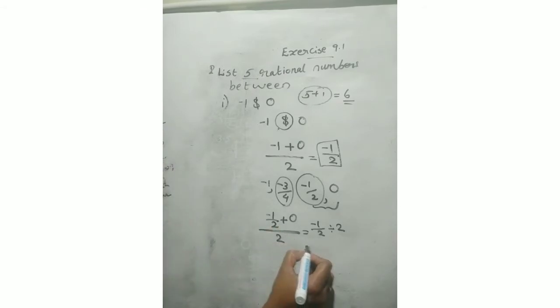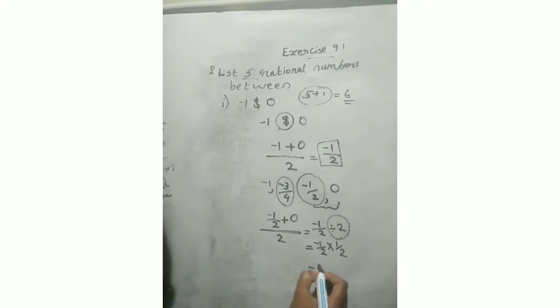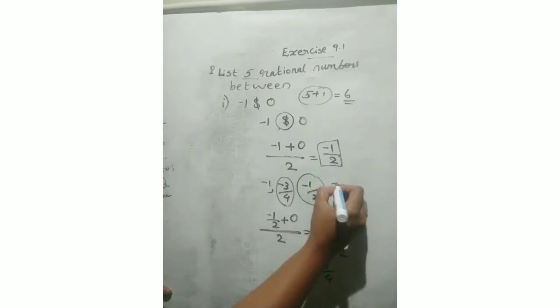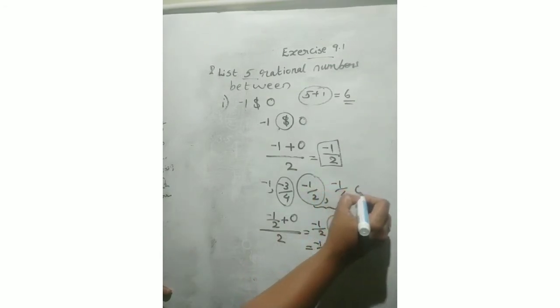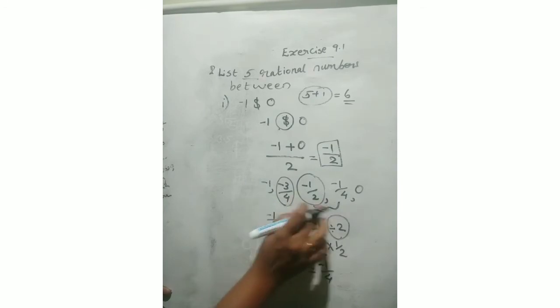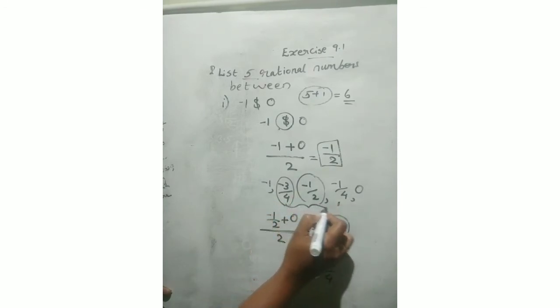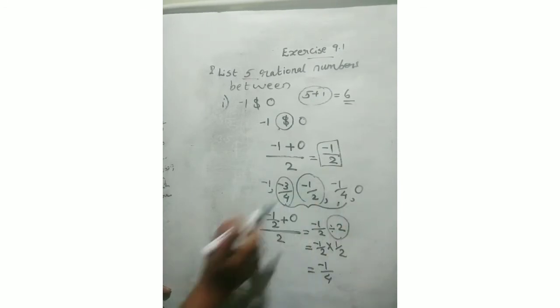Then how can we do it? Negative 1/2 times 1/2, the reciprocal of the second fraction. Here is the second rational number, negative 1/4. So we got one more number, that is negative 1/4 and 0. So now we got 3 rational numbers between negative 1 and 0.